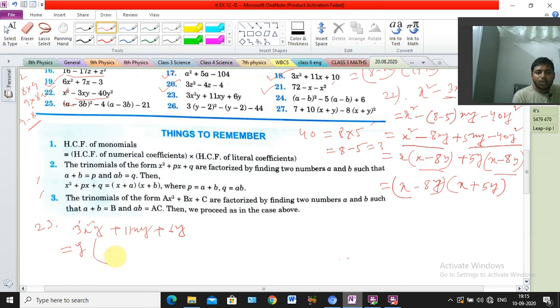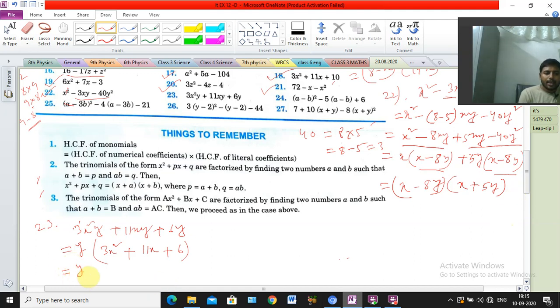So that's why we can take common y. If we take common y, can we take any other portion common? Not possible. So inside will come 3x square, y already taken. Next, 11x plus, and 6 will come. Clear or not? Clear. Because y is there in every term, that's why we can take common y. So at first we have to take common y. So the remaining portion is 3x square plus 11x plus 6, that is coming inside the bracket.